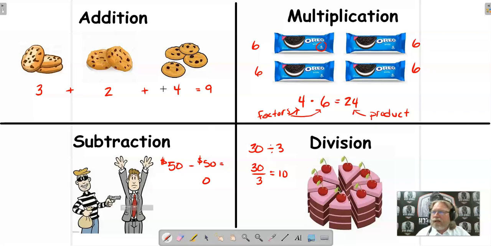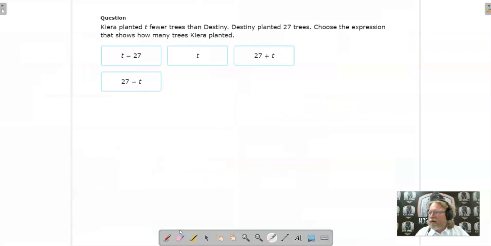So addition, adding different numbers together. Multiplication, repetitively adding the same value over and over again. Subtraction, we're starting with something and taking away. In division, we have one group or one whole, and we're dividing it into equal parts. So with that in mind, let's go ahead and continue on.